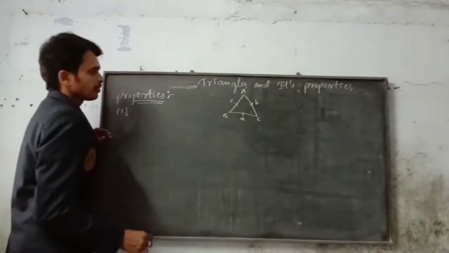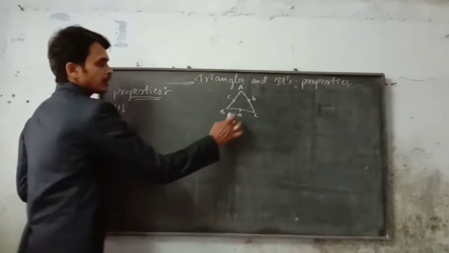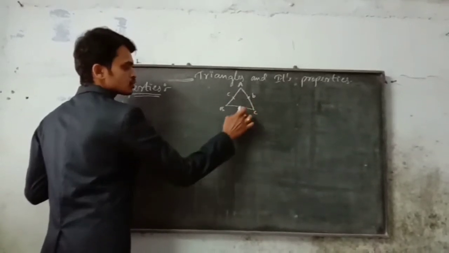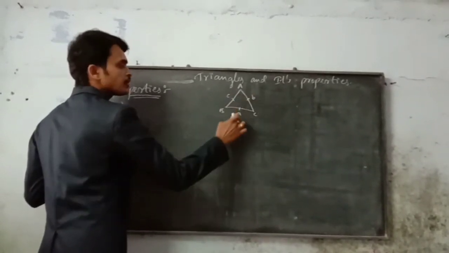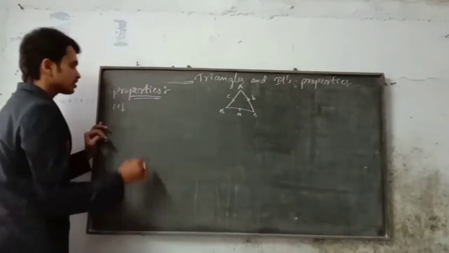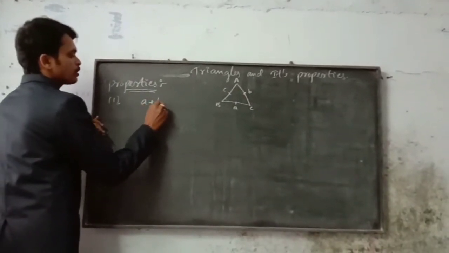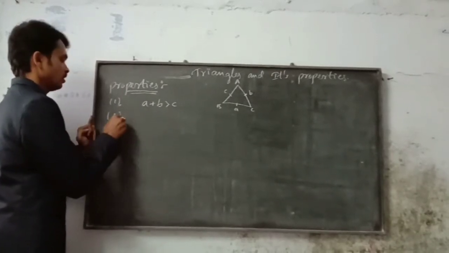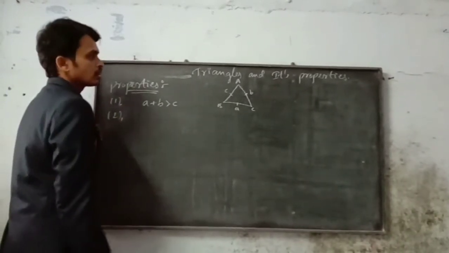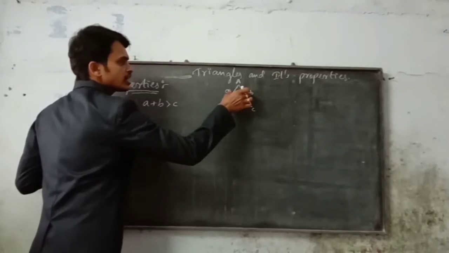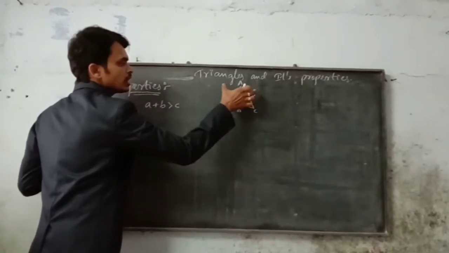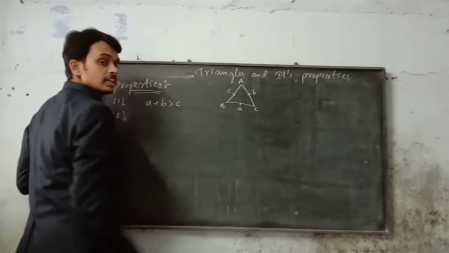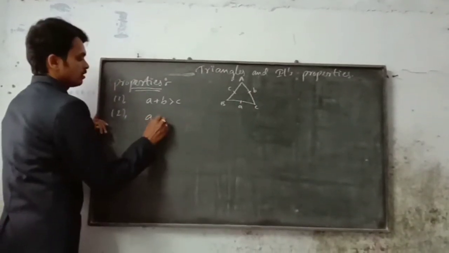And here, the sum of any two sides, either these two or these two or these two, is greater than the third side. A plus b is greater than the third side. The next property is that the difference of any two sides is less than the third side.